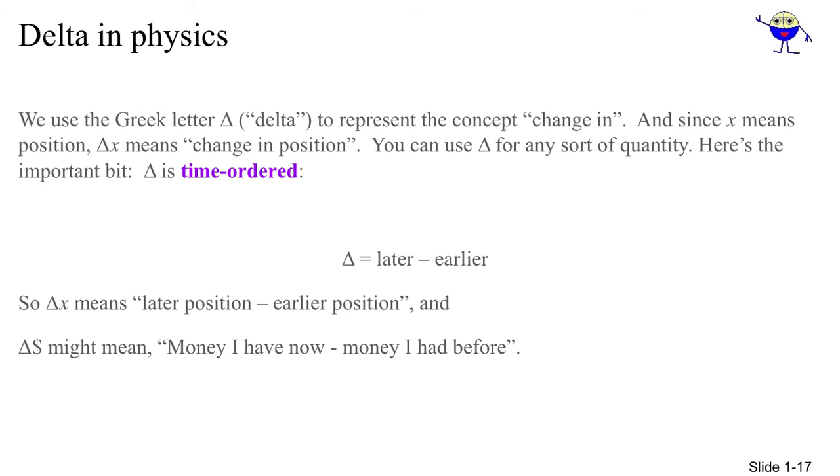We use the Greek letter delta, it looks like a triangle, to represent the concept change in. And since x means position, delta x then reads as change in position. You can use delta for any sort of quantity. Here's the important bit. Delta is always time ordered. It's always later minus earlier. So delta x means later position minus earlier position. And you might have delta dollar signs, which is money I have now minus money I had before. Delta is always later minus earlier.